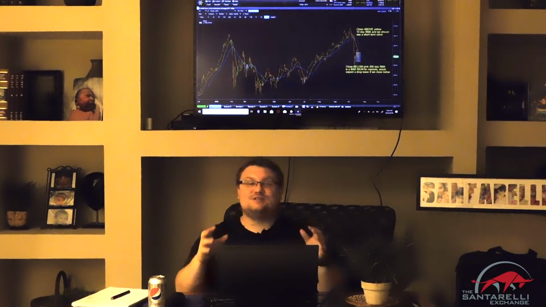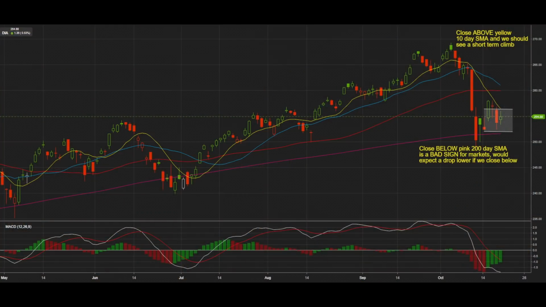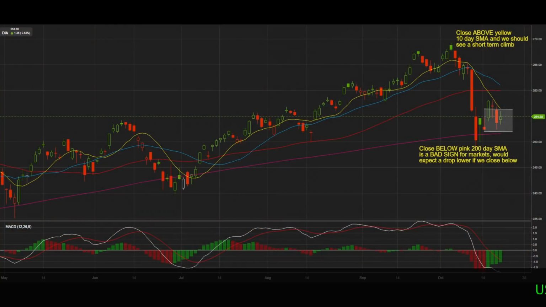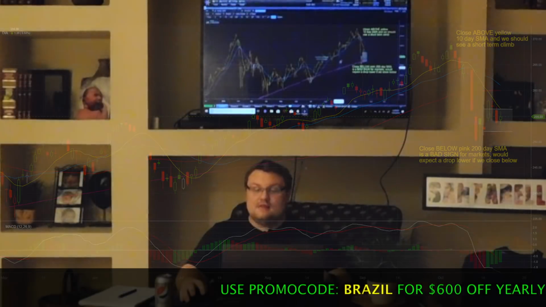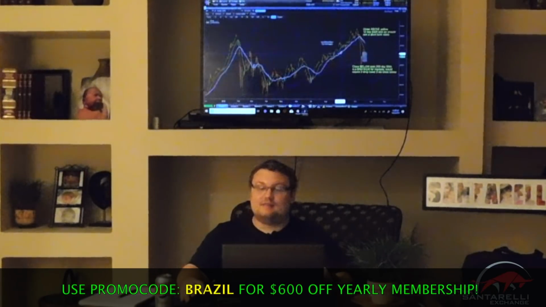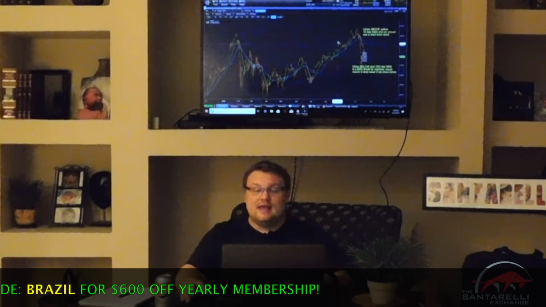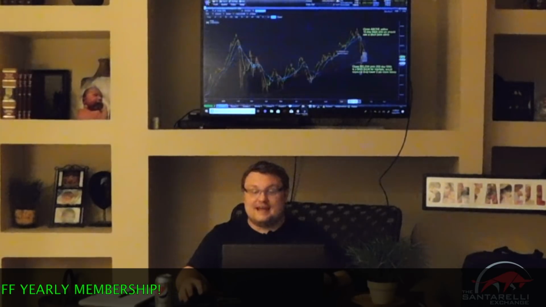All right guys, so here's the Diamond ETF. Let's take a look at what we're doing here with the SMA. The pink line is the 200-day SMA right here. The red line's the 50-day SMA, the blue line's the 20-day SMA, and the yellow line is the 10-day SMA.